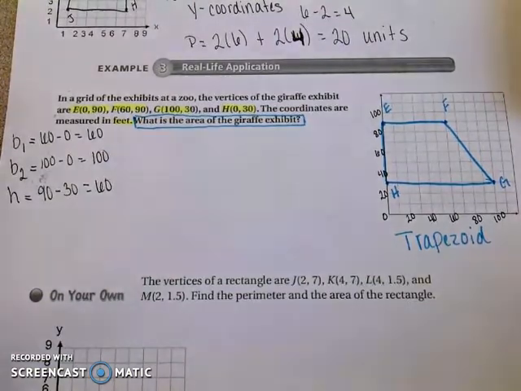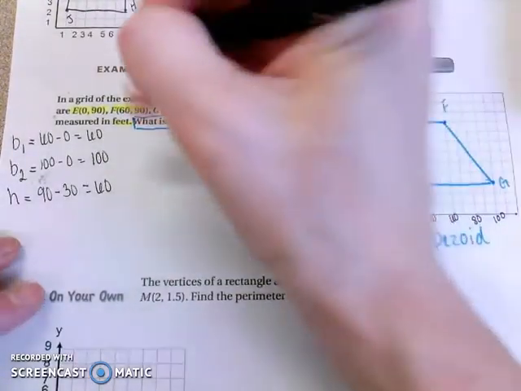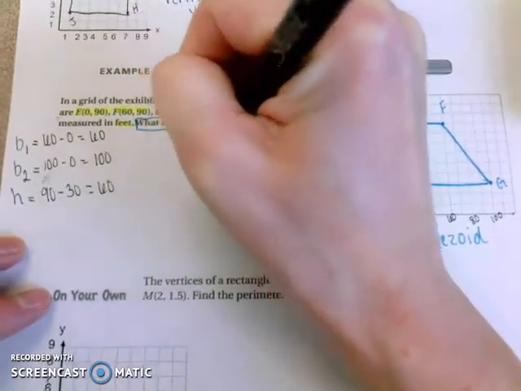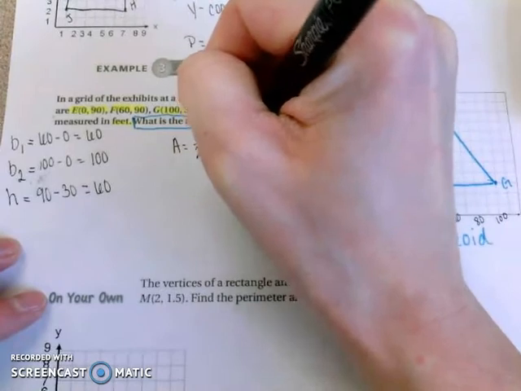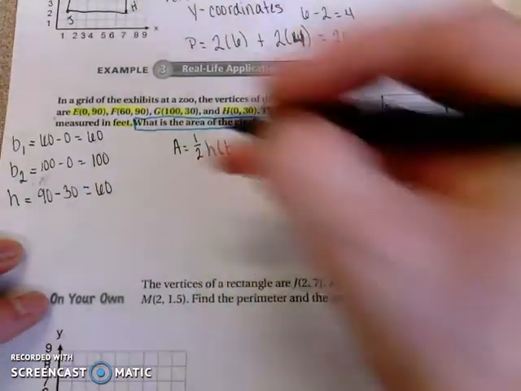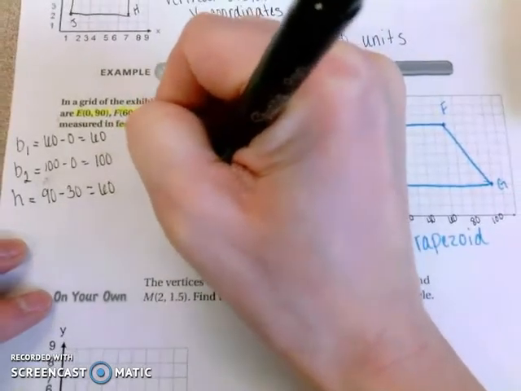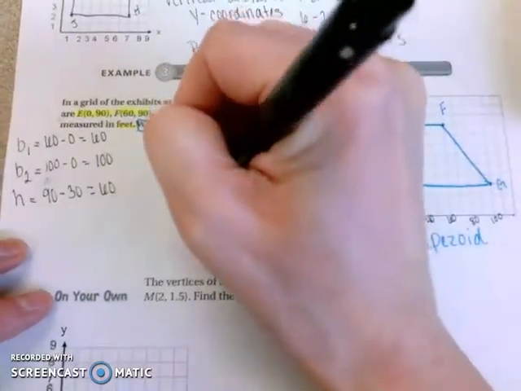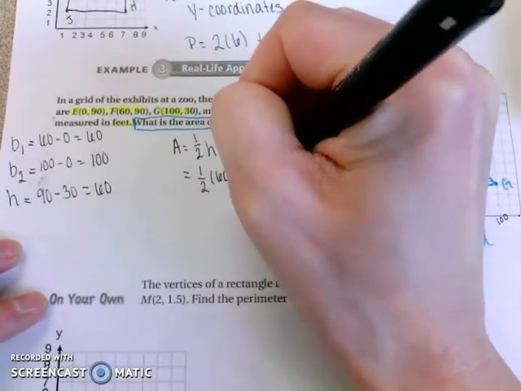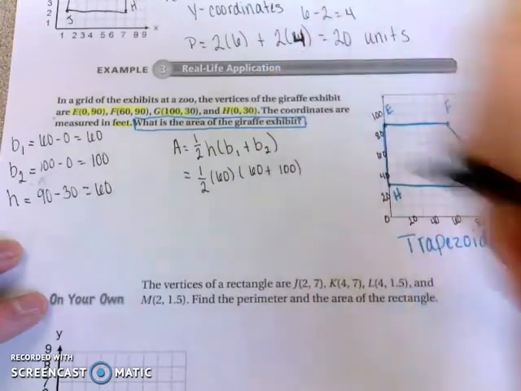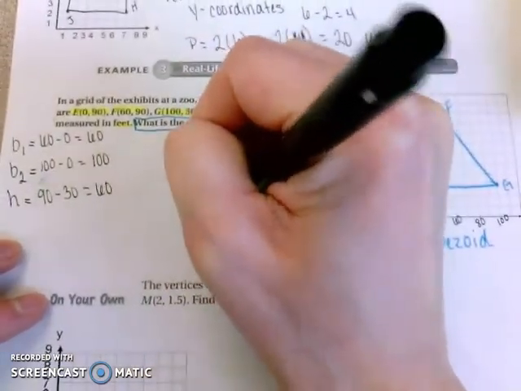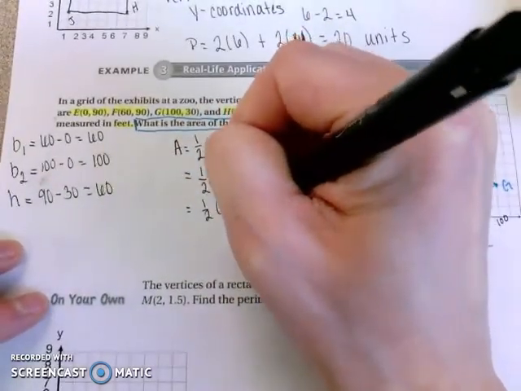Now we just need to use our formula for area of a trapezoid. So that's 1/2 the height times our 2 bases added together. And then I'm going to substitute in those numbers. All right, so my height is 60. I'm going to add my 2 bases together here. So now I have 1/2 times 60 times 160.